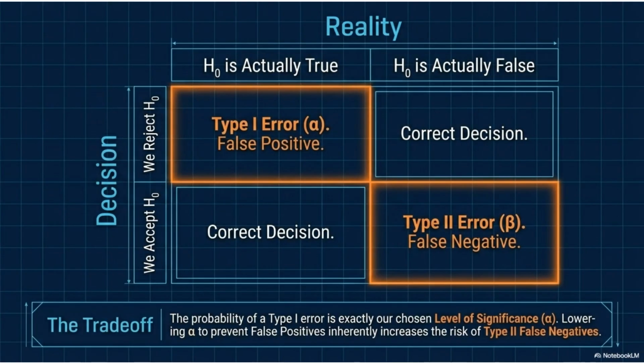When making decisions, a type 1 error is a false positive, rejecting a true null hypothesis. A type 2 error is a false negative, accepting a false null hypothesis. The trade-off means lowering the level of significance to prevent type 1 errors increases the risk of type 2 errors.